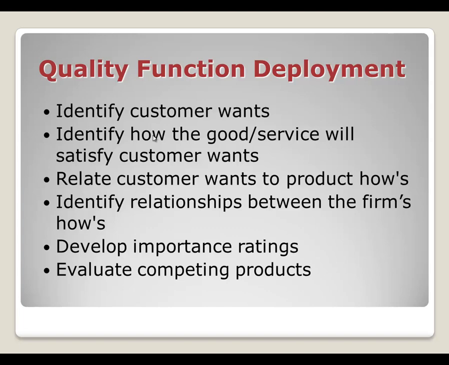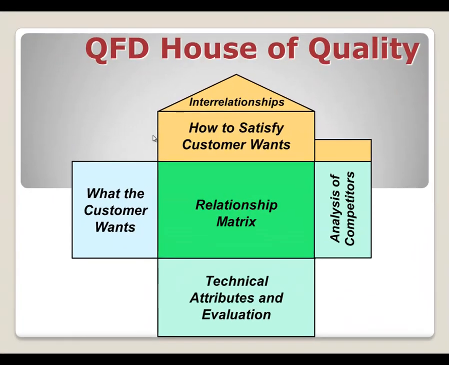To develop a house of quality, we need to perform the following steps. First, we need to identify customer wants. Then we need to identify how the goods or services will satisfy the customer wants. Then we relate customer wants to product house. And then we identify relations between the firms or the product house. And then we develop the importance rating for the different requirements. Then we evaluate the competing products from other companies. As you can see in this graph, the House of Quality is a graphical technique for defining the relationship between customer wants and product design specifications.